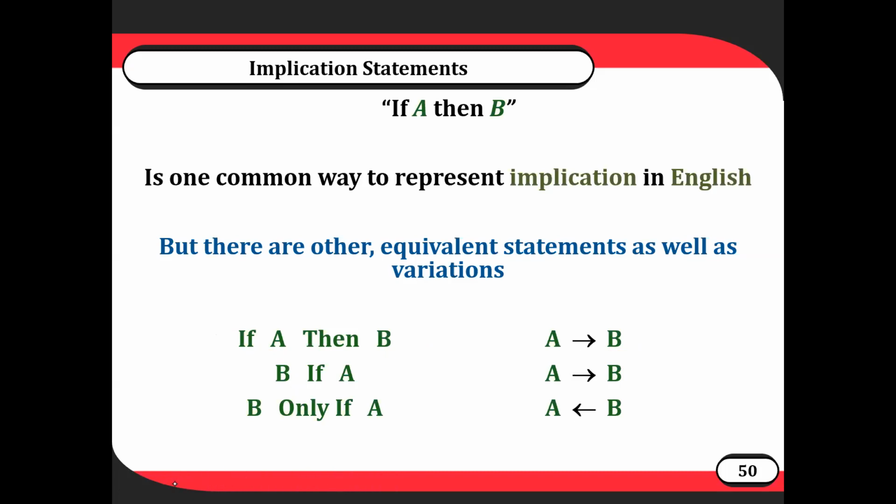So B only if A. So now the implication goes in reverse. So now we're saying B implies A. If I say B only if A, I'm saying B implies A, and we'll look at some examples of that as well. And there's also B if and only if A. Then the implication goes both ways. So this arrow runs from A to B and from B to A, right? That's basically A implies B and B implies A.